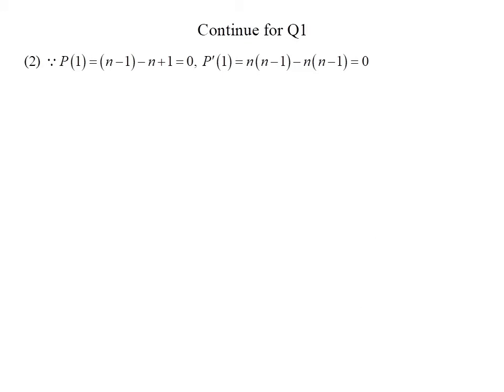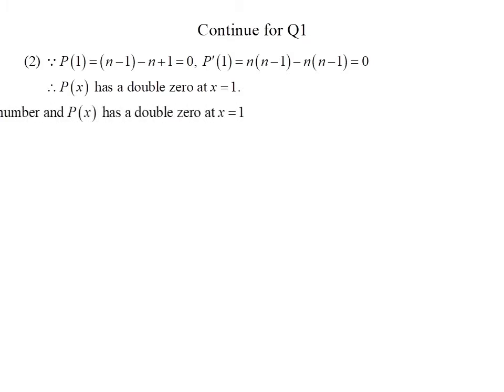Here we continue with question 2 of example 1. In order to find a double zero, we replace the variable x by 1 in the polynomial p(x) as well as its derivative function p prime x. We find the results of both p(1) and p prime (1) are equal to 0. Therefore, p(x) has a double zero at x equals 1.